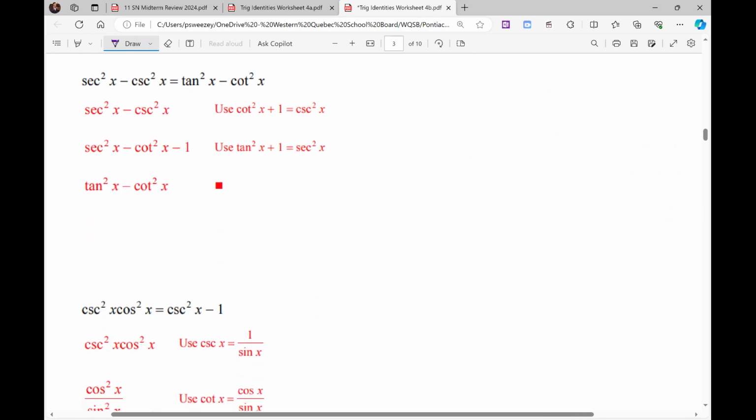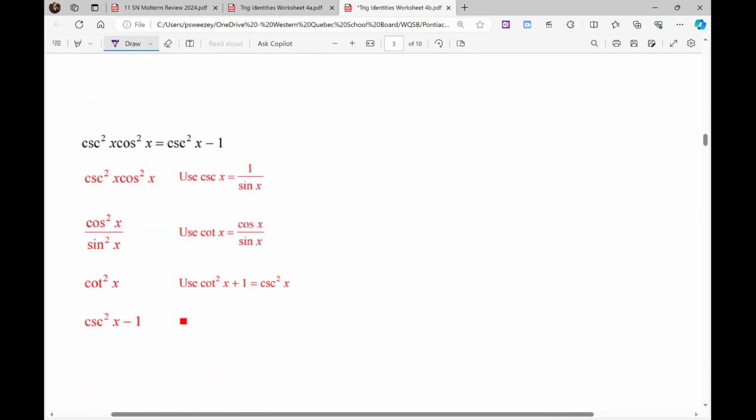Let's see if there was another way to do it. Oh, I like that. Here's the most beautiful thing in my mind about these guys: you can write them in different ways. So they wrote this one as 1 over sine x. Cosine squared x became the same thing. So now I ended up with cotangent squared x. And they used the Pythag identity of cotangent squared x to end up with cosecant squared x minus 1.